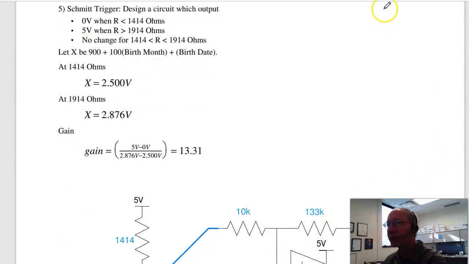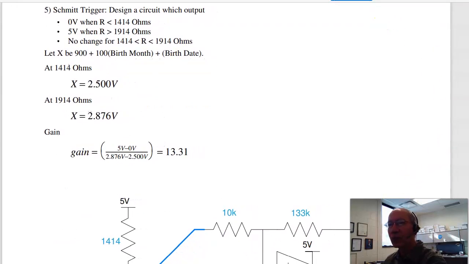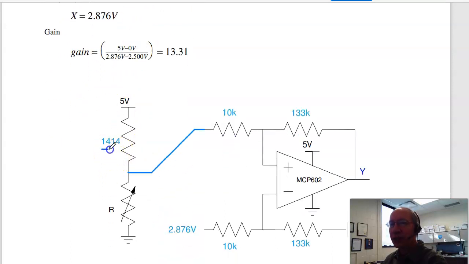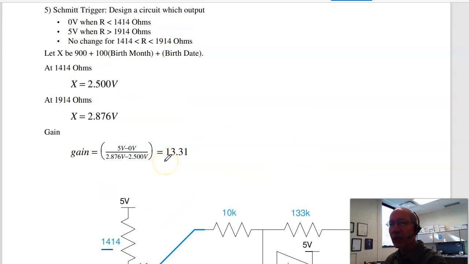Problem 5. Design a Schmitt trigger that turns on at 1414, off at 1914, and this will vary. This is based on your birth date plus 500. Trick is, first, pick a resistor. This is kind of arbitrary. If you pick 1414 ohms, then I can find the voltage at this point. The voltage at 1414 ohms is 2.5 volts. At 1914 ohms, 2.8 volts.